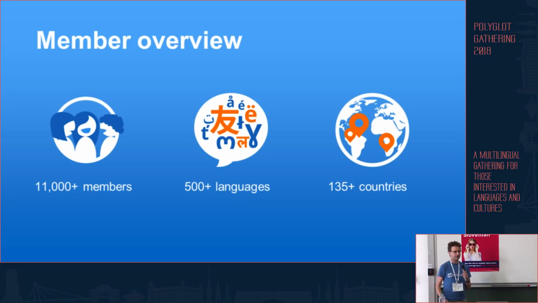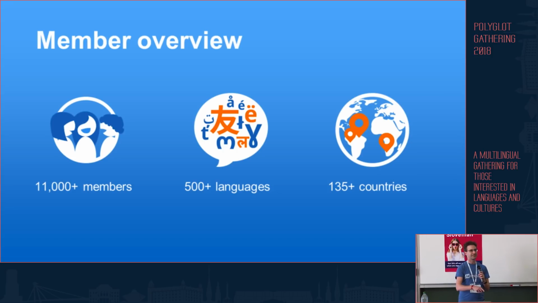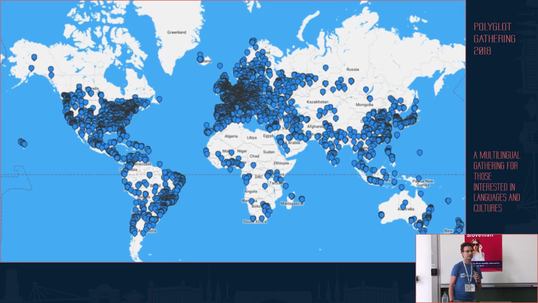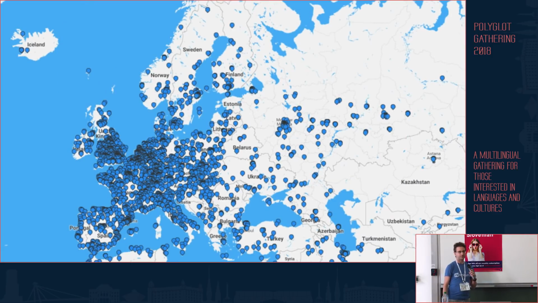Bit of our member overview. This may actually be out of date because we're really close to 12,000 members right now. So I think if 7 of you sign up to Amikumu, we'll be at 12,000, and you'll make this slide a lie. Well, it's still 11,000 plus, but okay. Our members speak over 500 languages, and they're in over 135 countries. So you can see where our members are around the world here. In Europe.